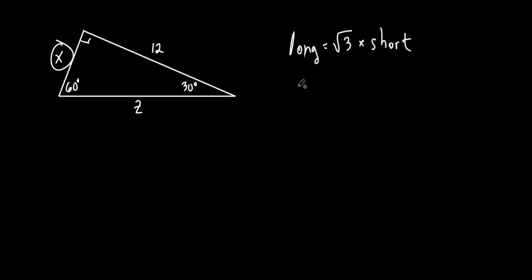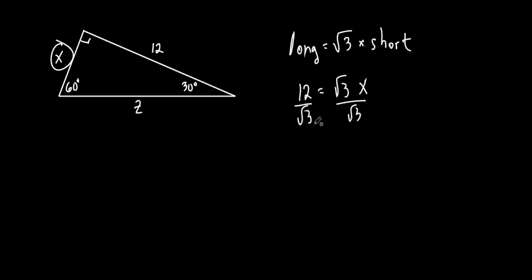So what's the long side? It's 12 equals square root of 3 times the short side. What's the short side? It's X. We don't know it, so we put an X. Now the math is pretty much what we did before, isn't it? So we divide by the square root of 3, divide by the square root of 3.